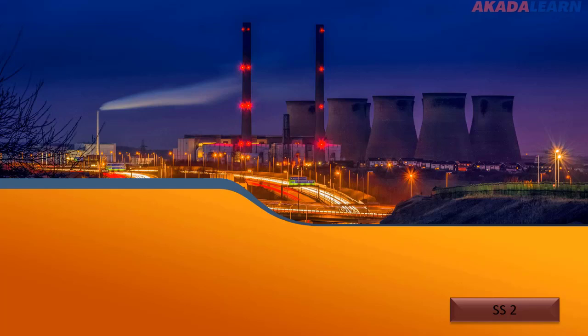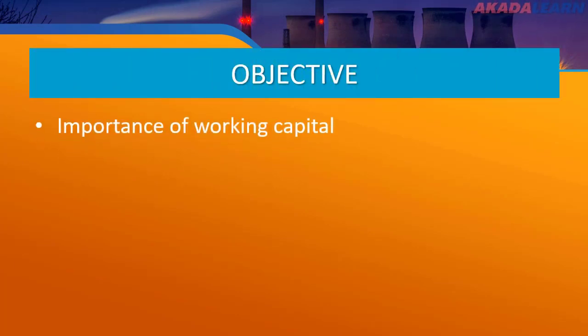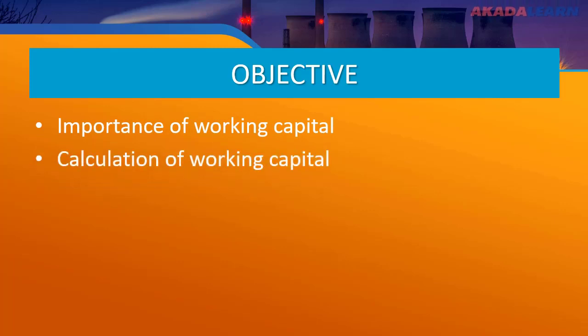In this class, we'll be picking up from where we stopped in our last lesson and we'll continue our topic on capital. However, in this class, our focus will be on working capital. Our objective for this class is to know the importance of working capital, the calculation of working capital, and also the meaning of profit. We'll be looking at the accountant's view of profit, economist's view of profit, and layman's view of profit.